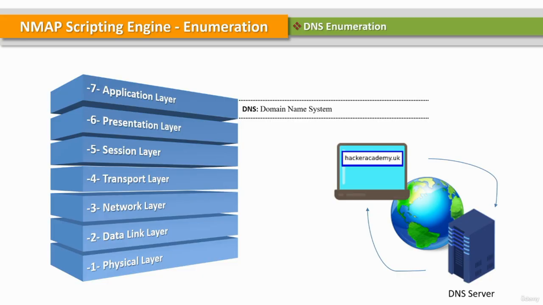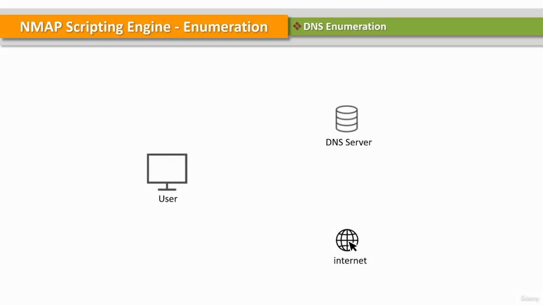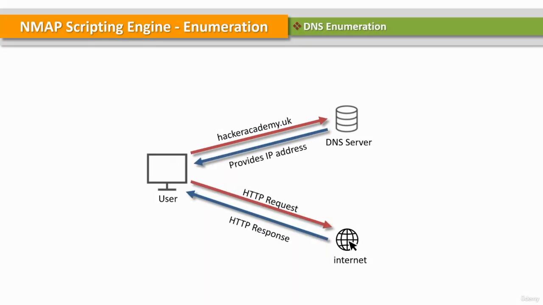So DNS, the domain name system, works at the application layer level of the OSI model. DNS is a system, and it's used to convert a computer's host name into an IP address on the internet. For example, if a computer needs to communicate with the web server hackeracademy.uk, your computer needs the IP address of the web server hackeracademy.uk. It is the job of the DNS to convert the host name to the IP address of the web server.